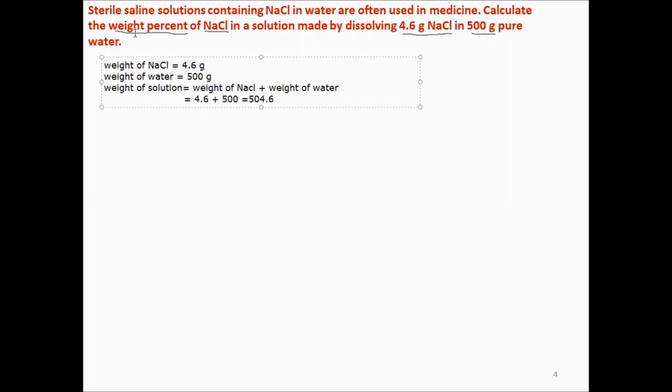Now we have to calculate the weight percent of NaCl. So what was the definition of weight percent? It was the weight of solute dissolved in 100 gram of solution. Now we just have to calculate the amount of solute in 100 gram. Let us see how we can calculate. We can simply calculate it by applying the unitary method.